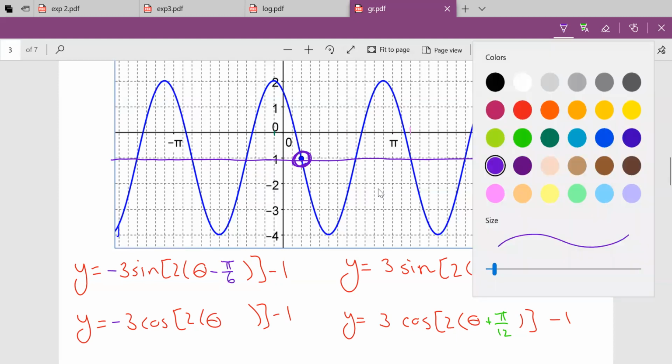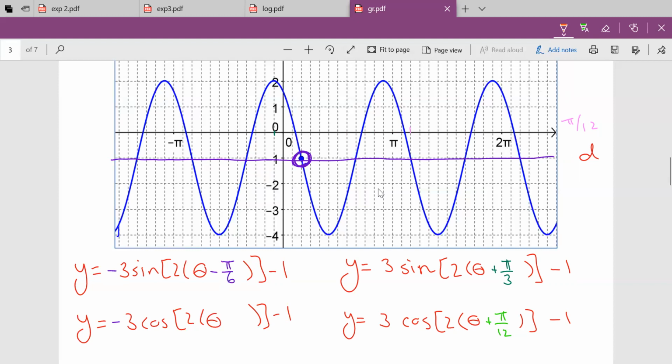A cosine graph usually starts at a max going down. So if it's been reflected, I'm going to say it's going to start at a min going up. Right there. So that's 1, 2, 3, 4. Looks like 5 to me. Count one more time. 1, 2, 3, 4, 5. There it is. Minus 5 pi over 12 to the right. There's how you find the equation of a sine and a cosine graph. I hope that helps, friends.